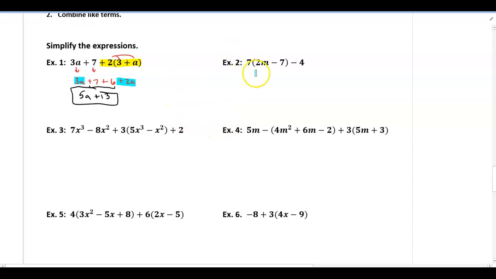In example 2, notice, what do I have to distribute here? I have to distribute 7 times 2m. Right, that's going to give me 14m. 7 times negative 7, when I multiply this out, I get negative 49, so I'm going to subtract that. And then I'm going to bring down my minus 4. So right away here, 14m comes down. When I combine negative 49 and minus 4, I'm going to get minus 53. Okay.